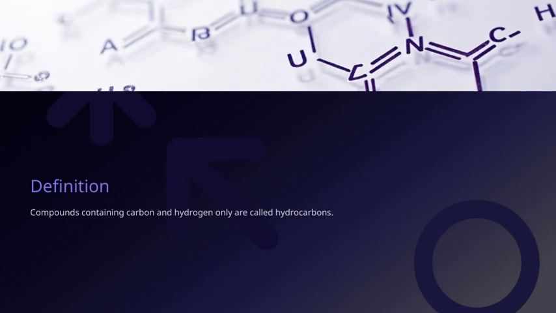Let's talk about hydrocarbons. These are compounds that contain only two elements, carbon and hydrogen. The key thing to remember here is that hydrocarbons are made up solely of these two elements, which makes them quite special in organic chemistry. They form the foundation for many important substances, including fuels like gasoline and natural gas. Understanding hydrocarbons helps us see how complex organic molecules are built from simple building blocks.